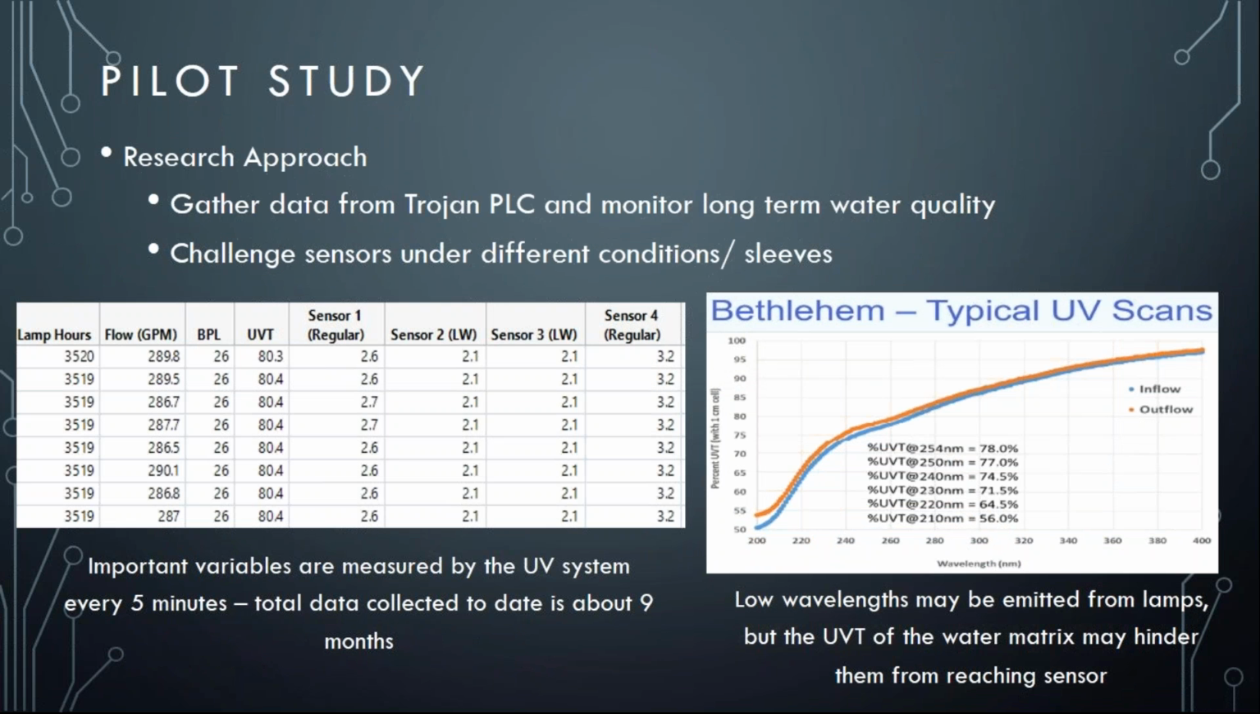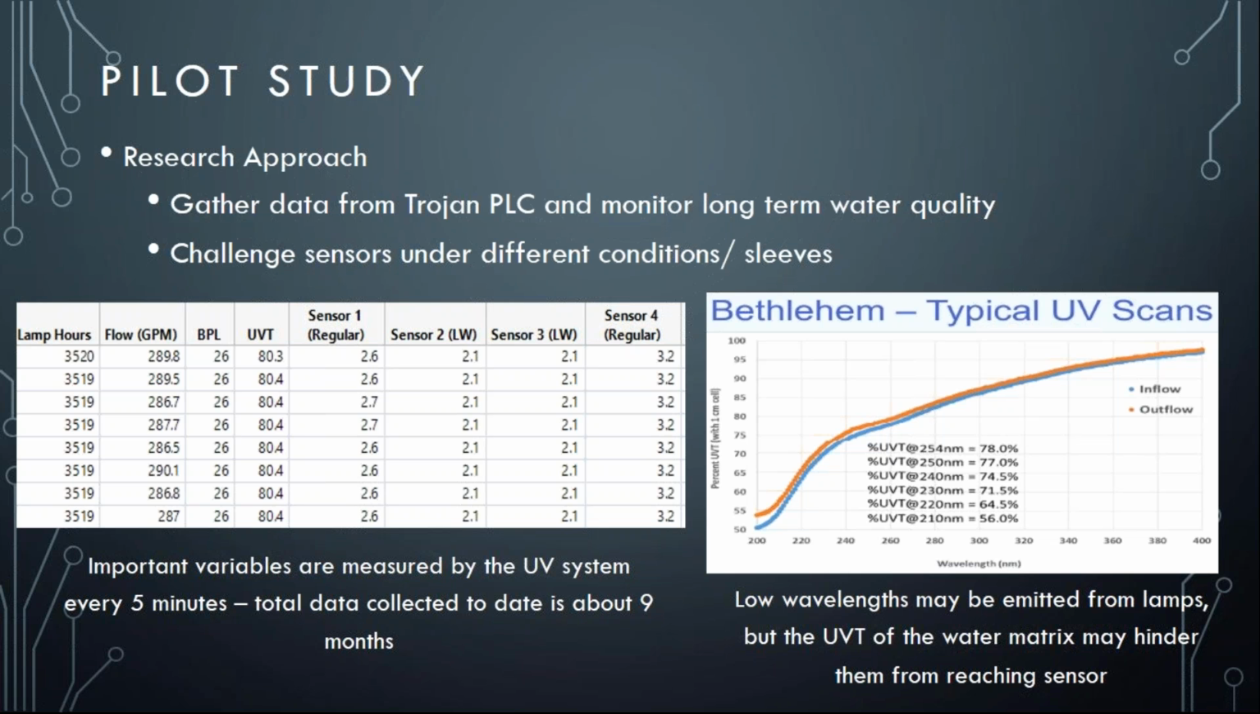So what am I doing to kind of answer all these questions? Basically, I'm gathering a lot of data. So the programmable logic controller on the UV system at Bethlehem, it's basically just a computer, measures water quality parameters every 5 minutes. And I collected about 9 months of data. So it'll measure the flow, the UVT, the water, the power level, and also what each of the sensors are reading. So 2 of the sensors are regular wavelength sensors as in any other UV unit, and then 2 other sensors are these innovative low wavelength ones.